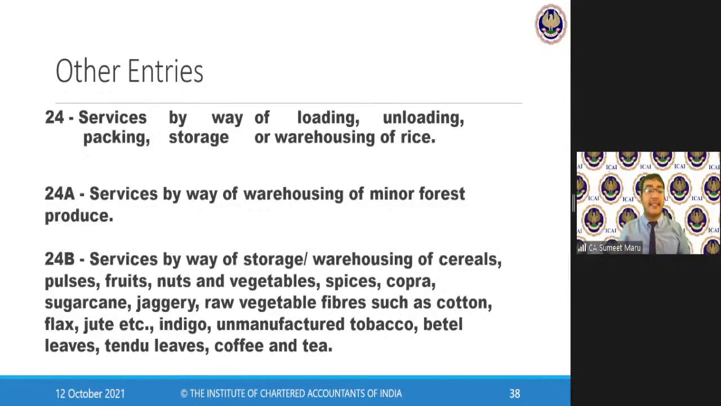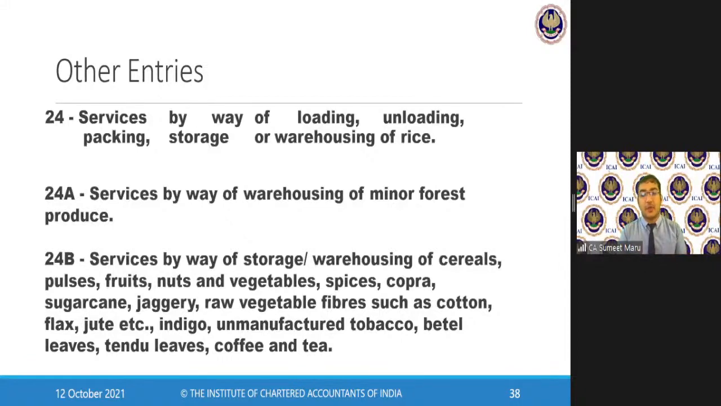So they have been specifically given an exemption for warehousing of cereals, pulses, fruits, nuts, vegetables, spices, copra, sugarcane, jaggery as well. Even though jaggery is a processed form of sugarcane, the warehousing of the same has been given under exemption. Raw vegetable fibers such as cotton are also considered here, flax, jute, etc. Indigo, unmanufactured tobacco, the raw tobacco, betel leaves, tender leaves, coffee and tea. If you are giving the warehousing service for these particular products, again exemption is given to you.